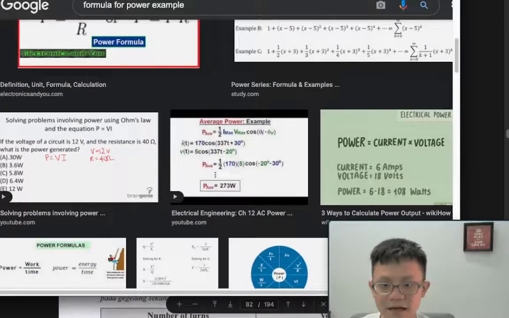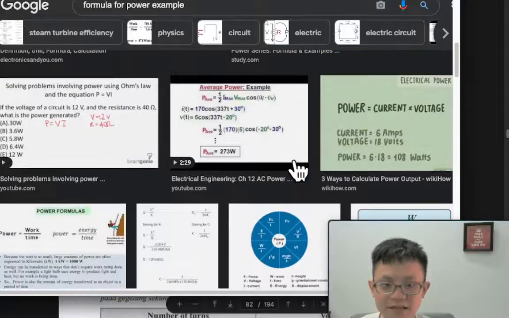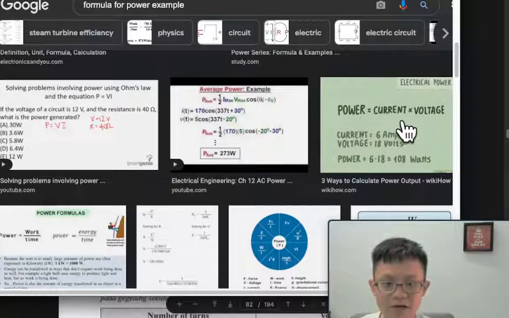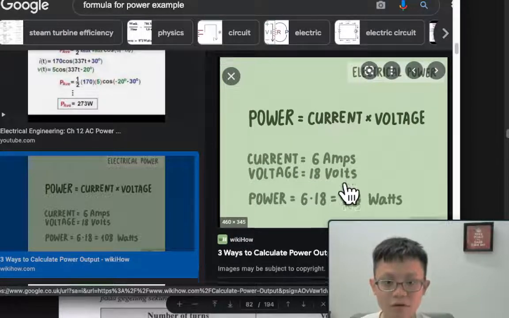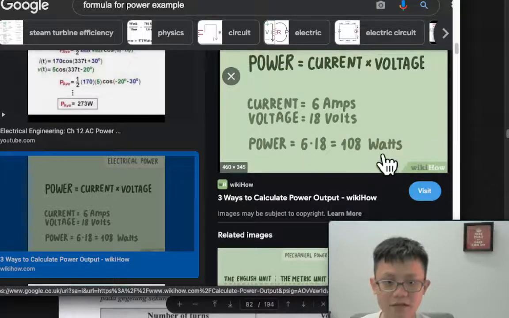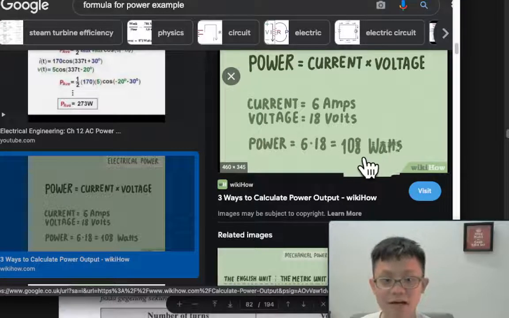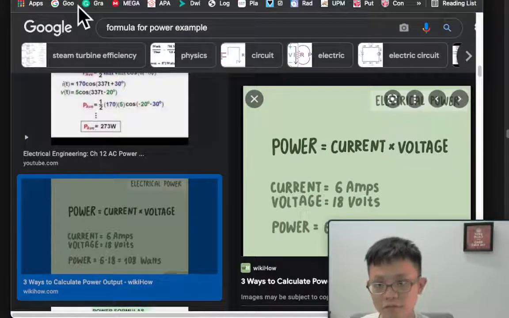So you can see nowadays got Google, so I borrow Google for a while. Here is another example. Power equals current times voltage. Let's say the current is 6 ampere and the voltage is 18 volt. 6 times 18 you get 108 watt. So this is how you calculate the power for the phone.